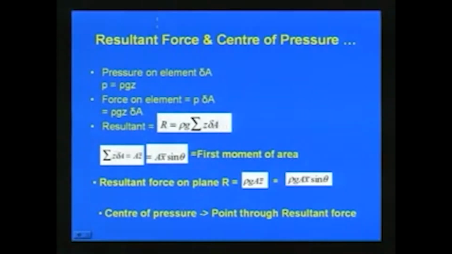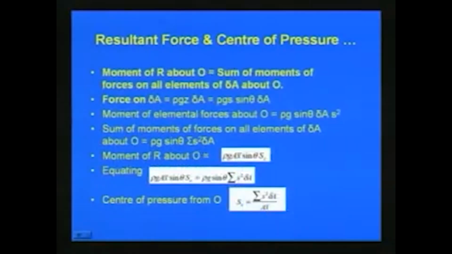This sigma Z delta A can be represented as A Z bar. For the inclined plane that is equal to A x bar sin theta, which is the first moment of area. So the resultant force on the plane is R equal to rho g A Z bar. If you substitute sigma Z delta A in this expression, the resultant force on the plane is R equal to rho g A Z bar, where Z bar can be written as x bar sin theta. So R is equal to rho g A x bar sin theta, as shown in the last slide.